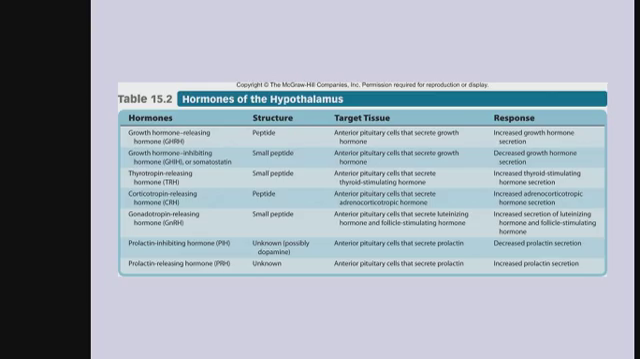TRH, thyrotropin releasing hormone. Thyrotropin releasing hormone is a small peptide, and it targets anterior pituitary cells that secrete thyroid stimulating hormone, TSH, and increased TSH secretion is the response.